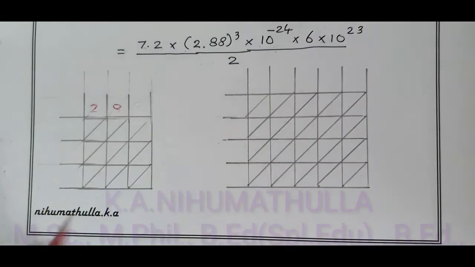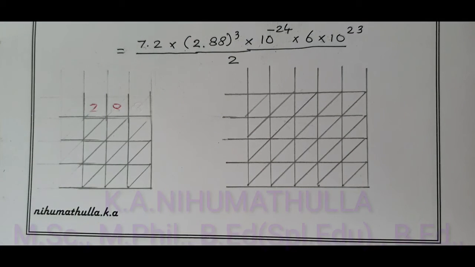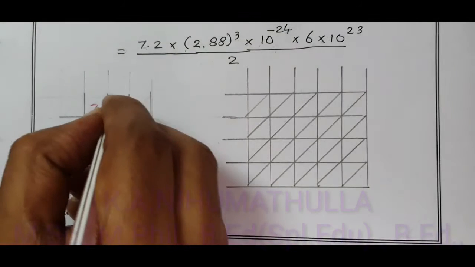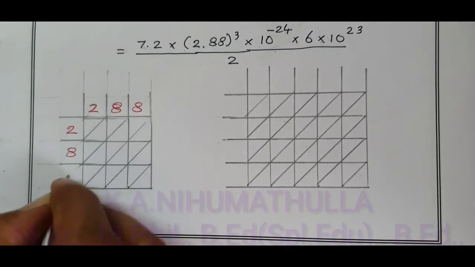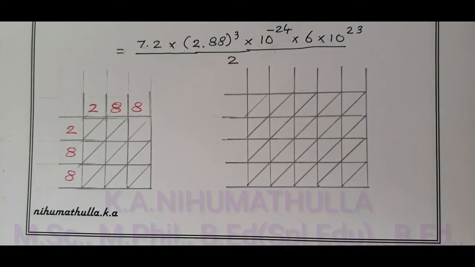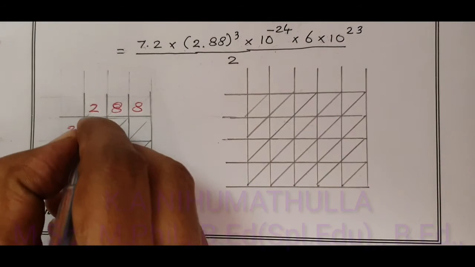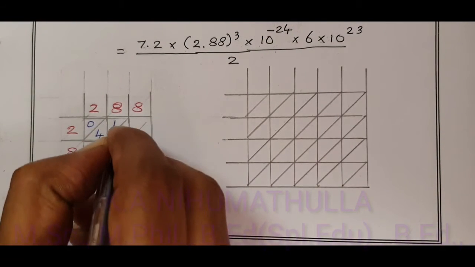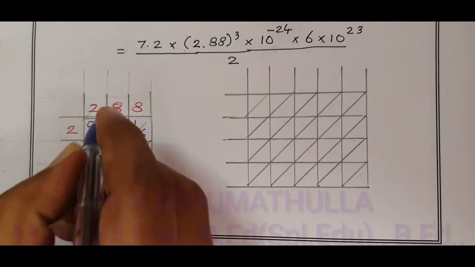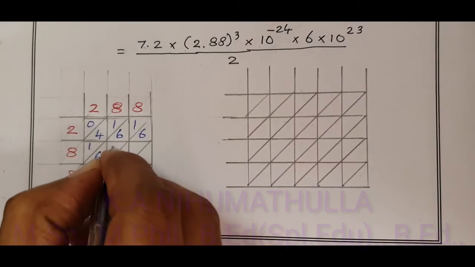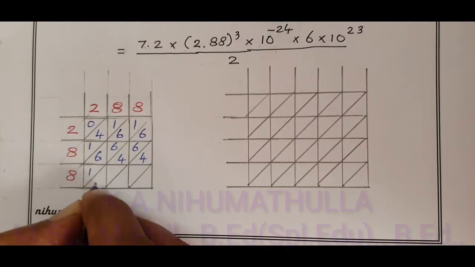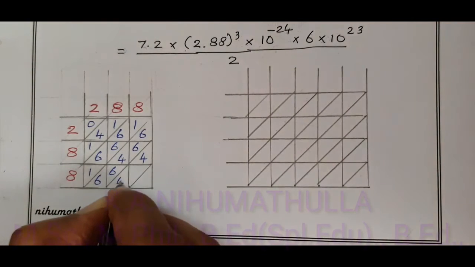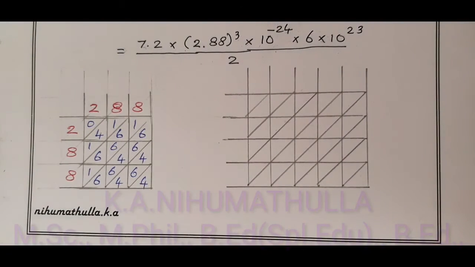288, then 288. Here also 288. Shall we start the multiplication? 2 into 2 is 4, 2 into 8 is 16, 2 into 8 is 16. 8 into 2 is 16, 8 into 8 is 64, 8 into 8 is 64. Again 8 into 2 is 16, 8 into 8 is 64, 8 into 8 is 64.